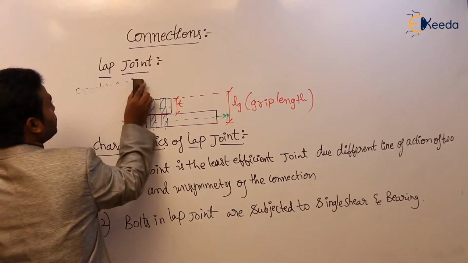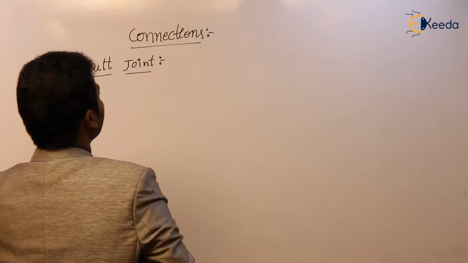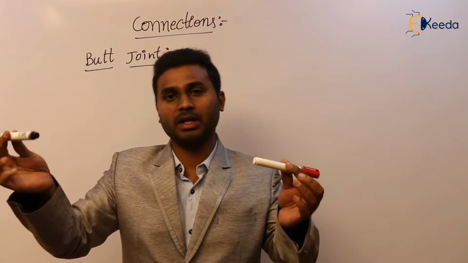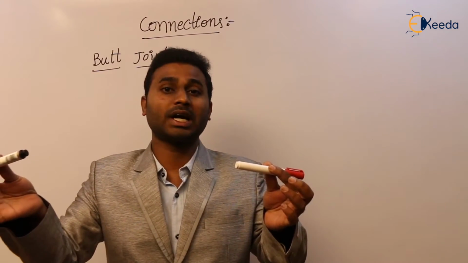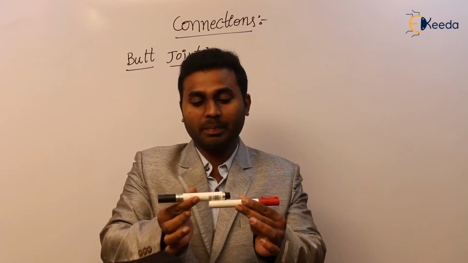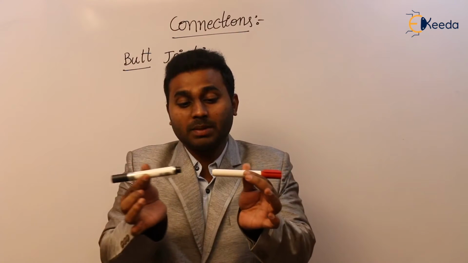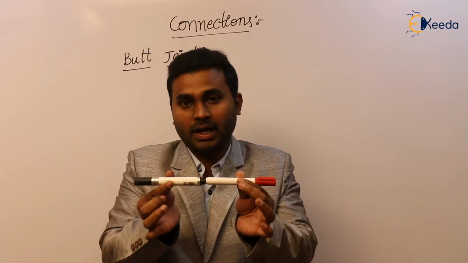Butt joint. So next is butt joint. Butt joint is nothing but placing the member end on end. This is one member and this is one member. In the previous case, how was the connection done? By overlapping and making the holes, we did the connection. But in butt joint, we are going to place the members end to end.